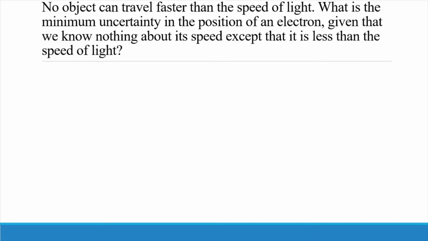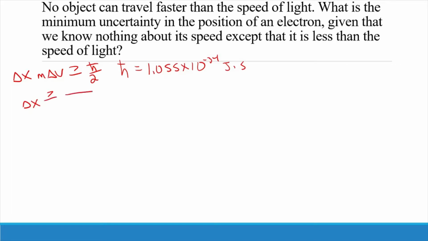Okay, number 10. No object can travel faster than the speed of light. What is the minimum uncertainty in the position of an electron, given that we know nothing about its speed except that it is less than the speed of light? So we see uncertainty, boom, Heisenberg uncertainty principle. So delta x times m delta v must be greater than or equal to h bar over 2. Earlier we calculated h bar and found that it's 1.055 times 10 to the negative 34th joules times seconds. So solving for delta x, it must be greater than or equal to h bar over 2m delta v.